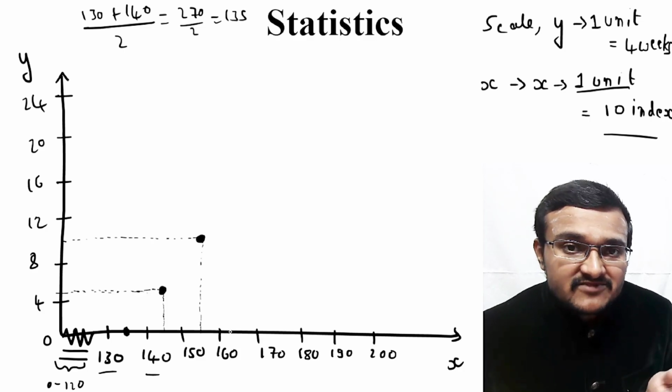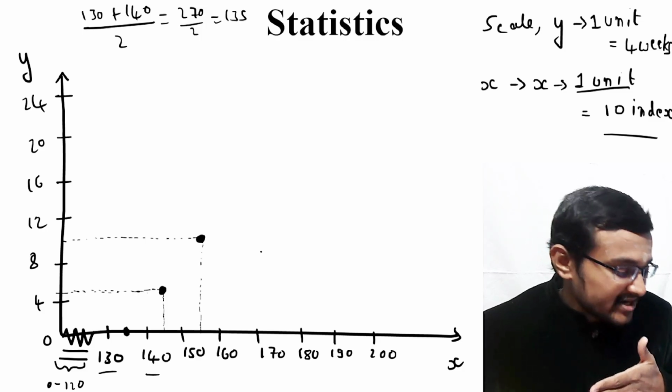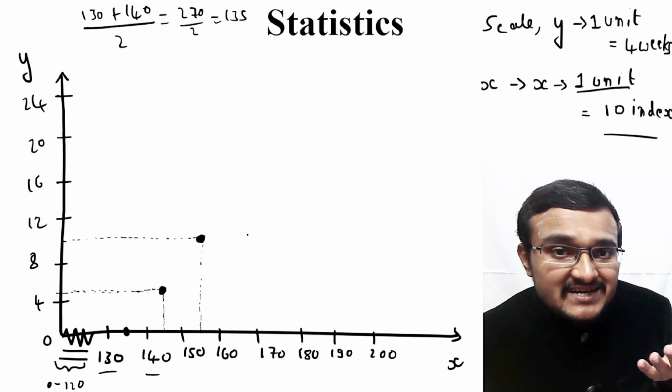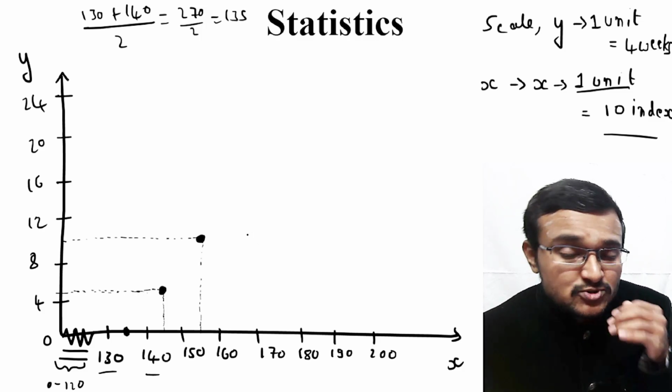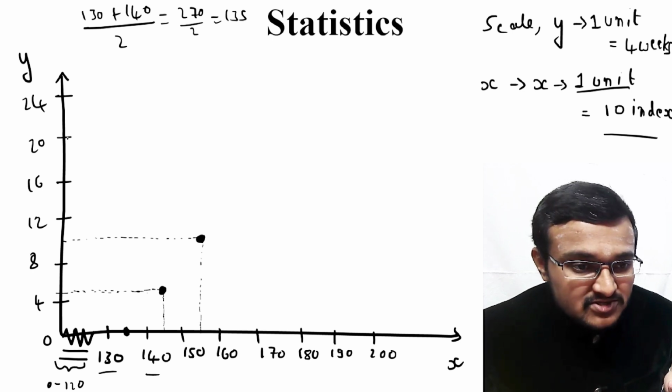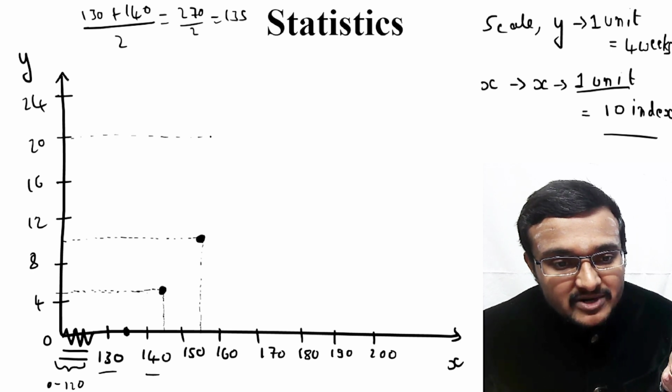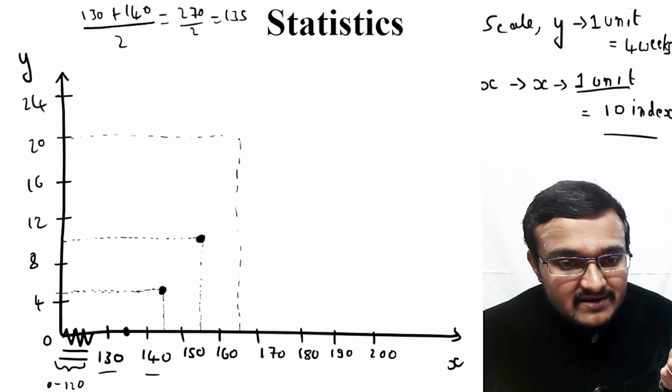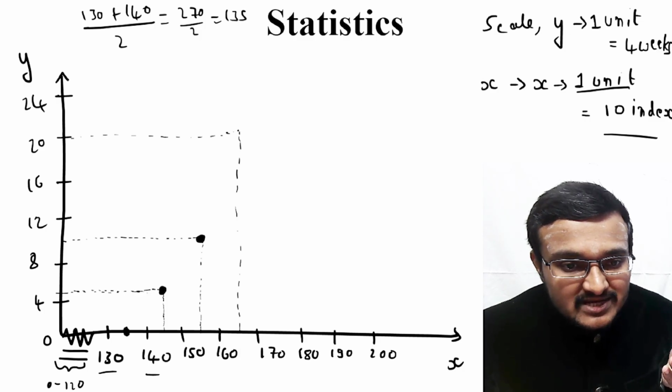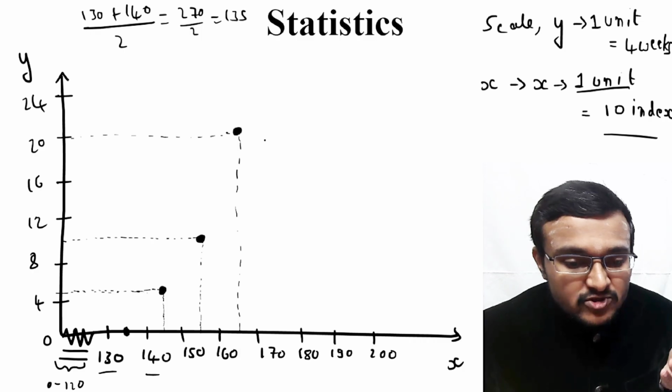Similarly, from 160 to 170, 165 will be the midpoint, and in that range 20 is the number of weeks. So 20 is the frequency. So again from 20 you can draw a perpendicular line. From 165 also you can draw a perpendicular line like this. So wherever these two lines meet, that will be your fourth point.